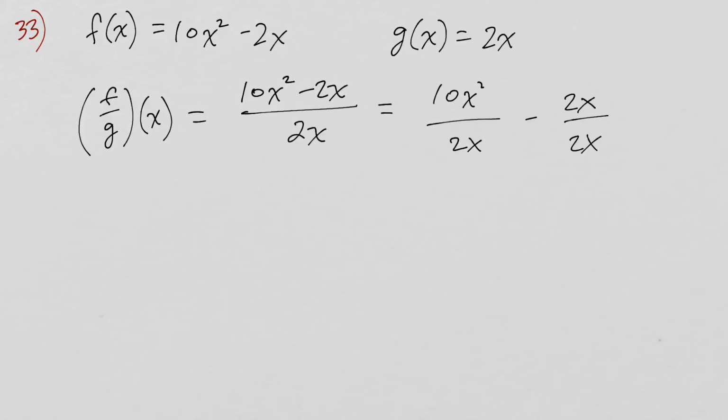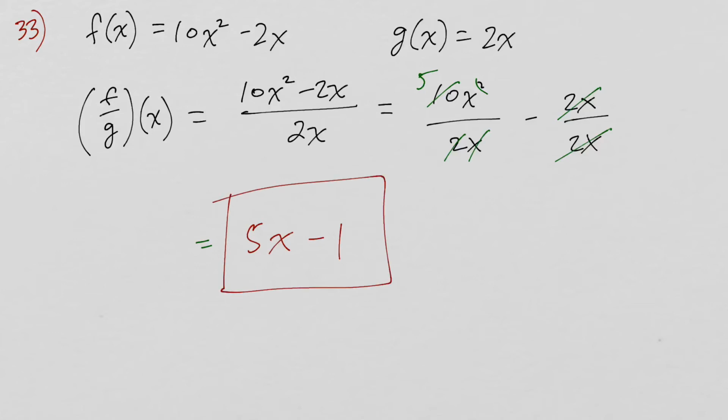And I'll start canceling. 2 goes into 10 5 times. This x cancels with one of those. And I'm left with 5x for that term. And then everything cancels here. So I'm left with 1 over 1, which is just minus 1. So the division of those two functions is 5x minus 1.